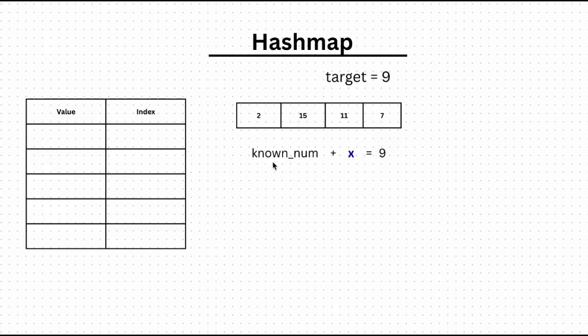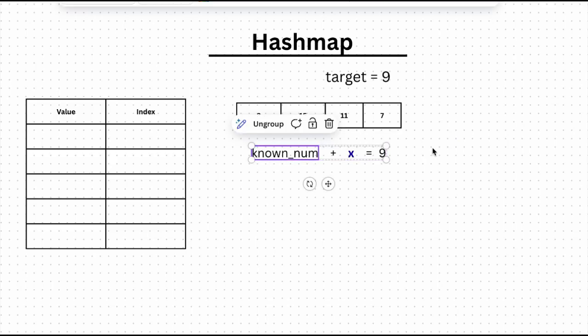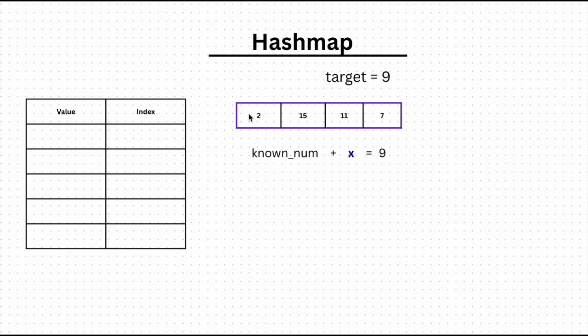The way that we're going to use the hash map is we're basically going to use this little equation here, because we already have a known number. A known number, in this case, I mean the numbers in our array. This is what I mean when I say a known number. We know that the known number plus x gives us 9. So what do I mean by that?